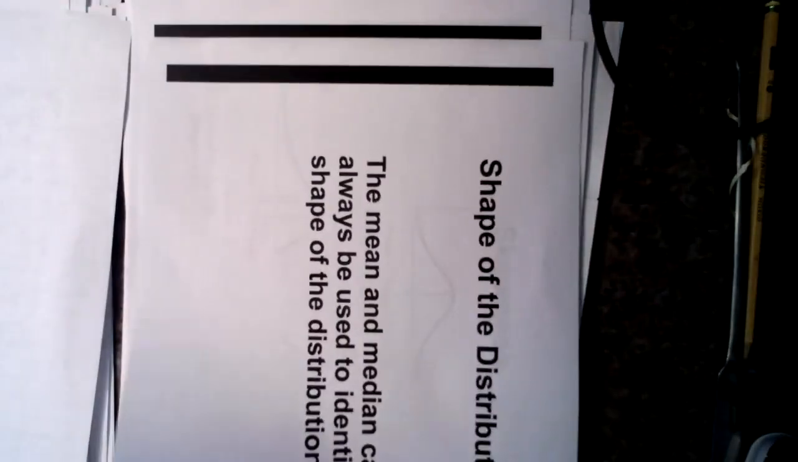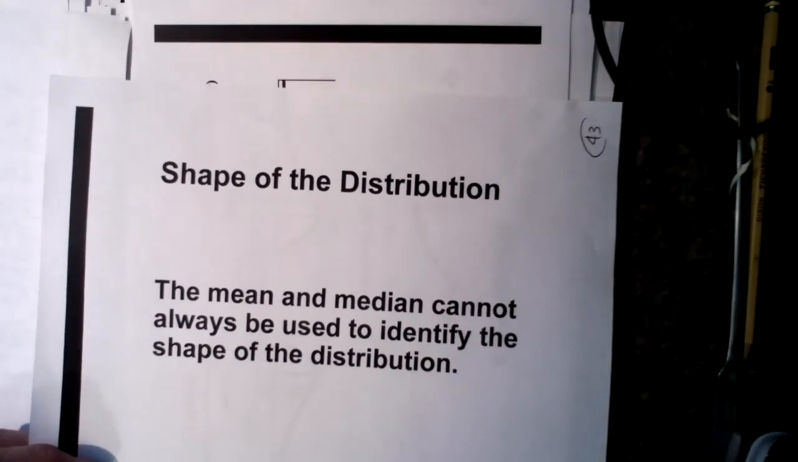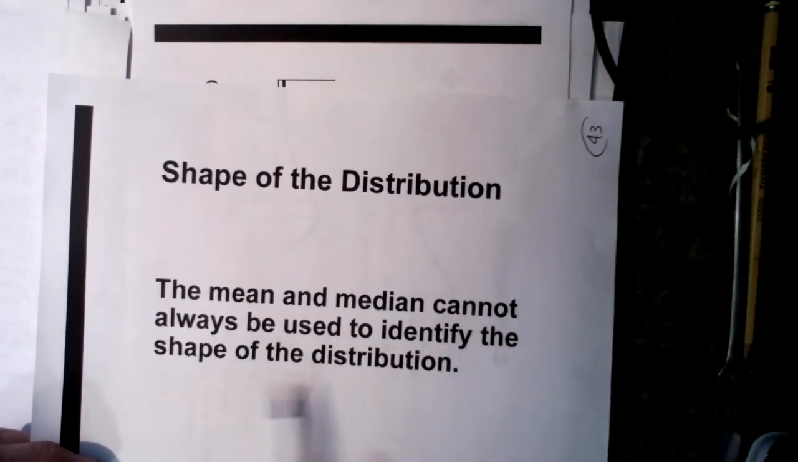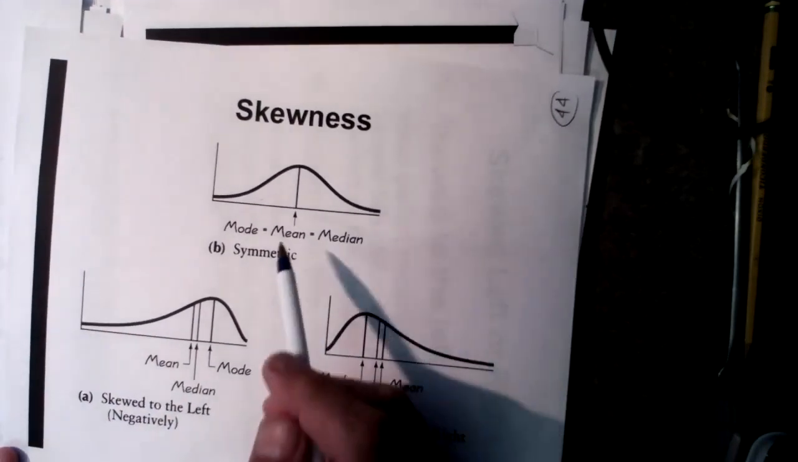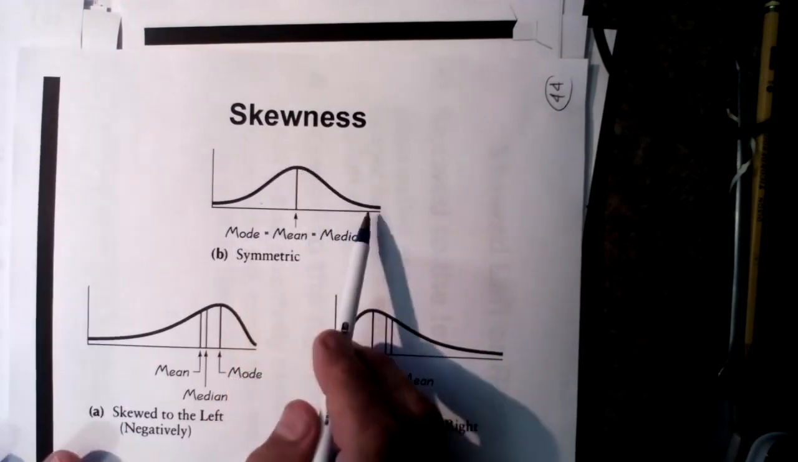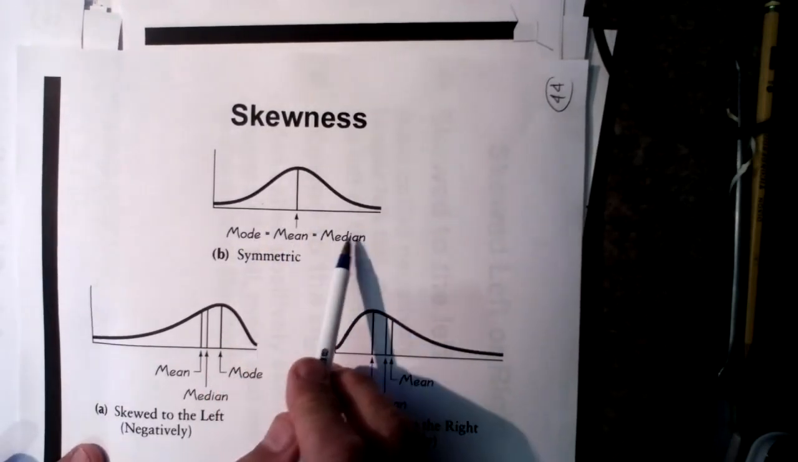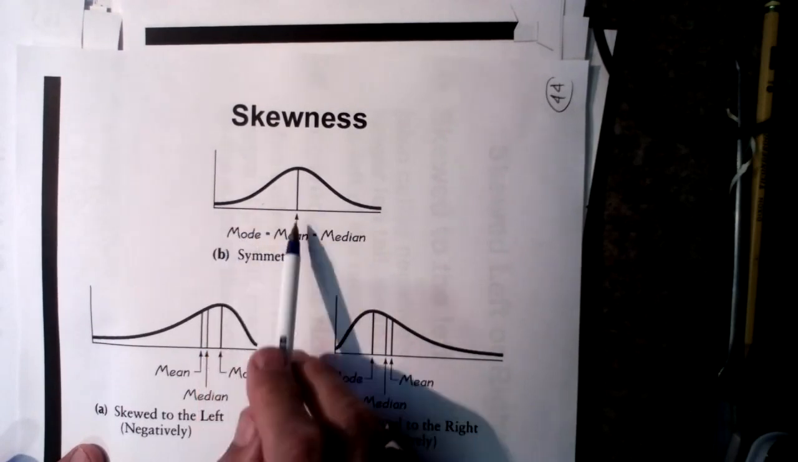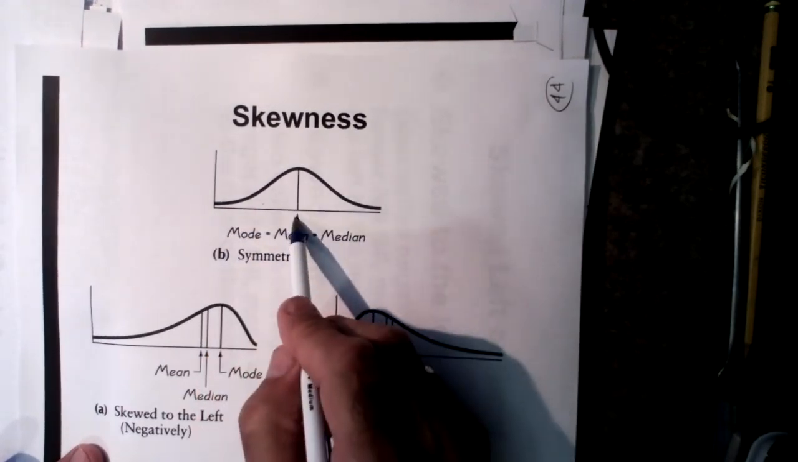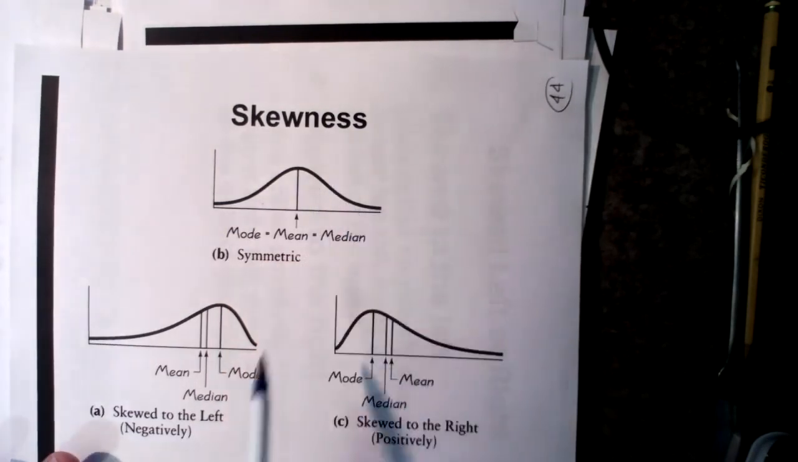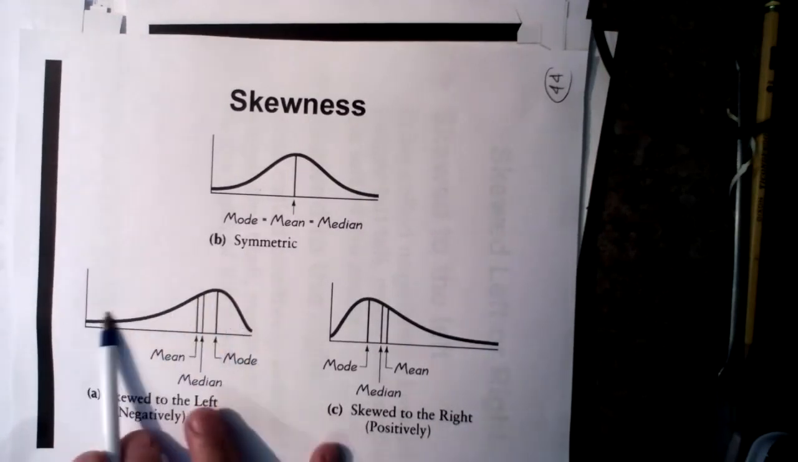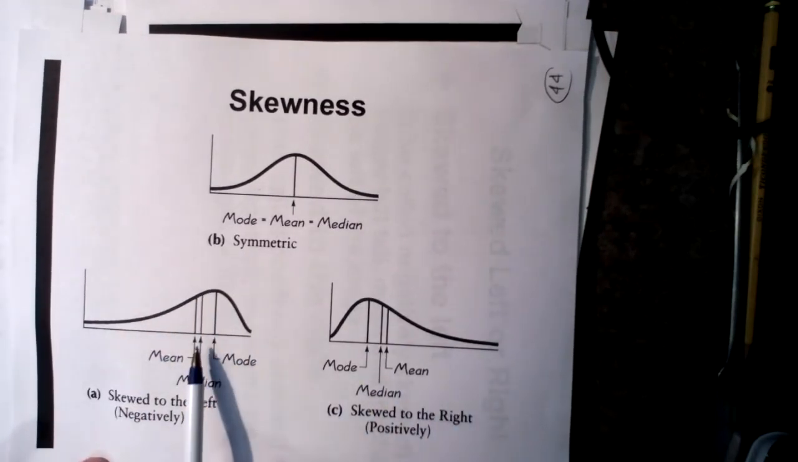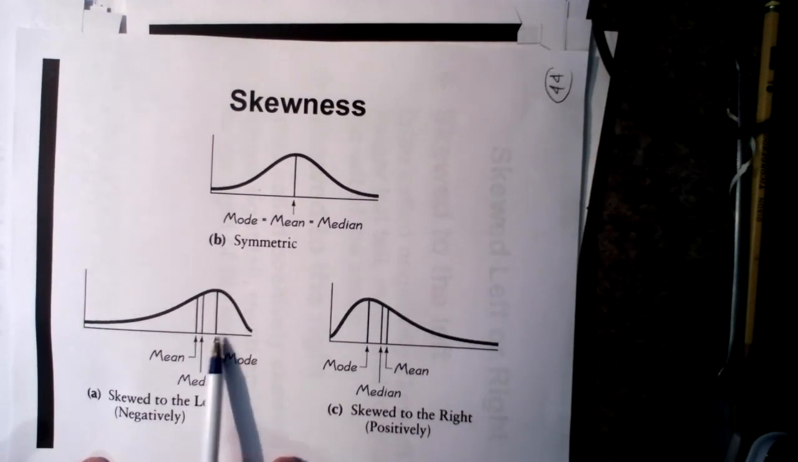All right, now we talk about the shape of the distribution. Mean and median cannot always be used to identify the shape of the distribution. So when you have your distribution, you always see one of these three. If your curve is very symmetric, then mode, mean, and median would all fall in the same place, which is in the center, and you have a symmetric shape. But if it's skewed to the left or skewed to the right, see, in this case, mean and median are not the same points, they're different.